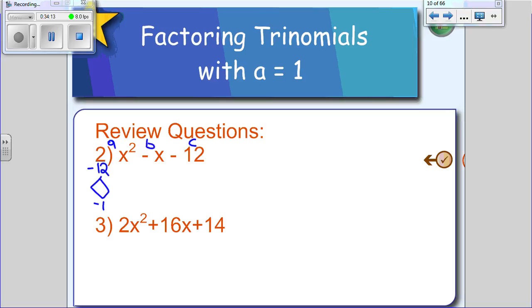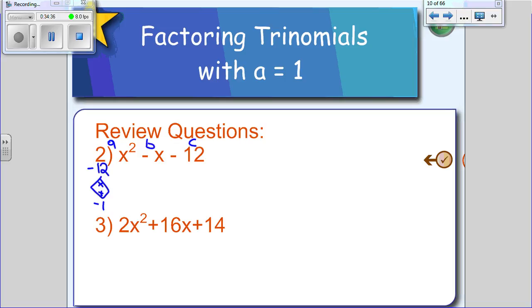If I'm multiplying to be a negative number, I know that one of my answers should be positive and one of my answers should be negative. That's the only way you can multiply to be a negative number. So what I'm going to do is go through the list of things that multiply to be 12. And I'm going to write it out over here real quick.